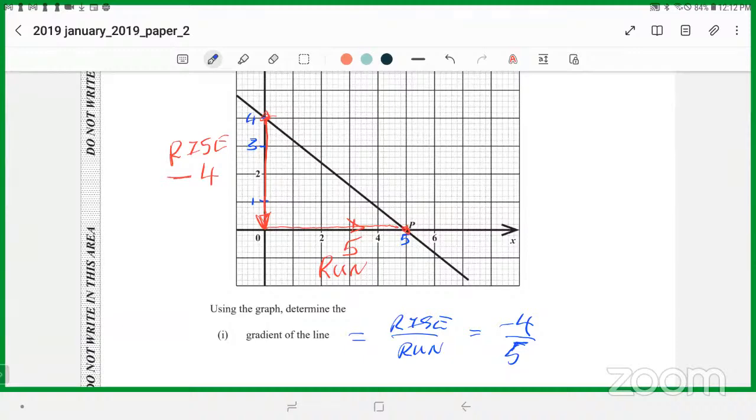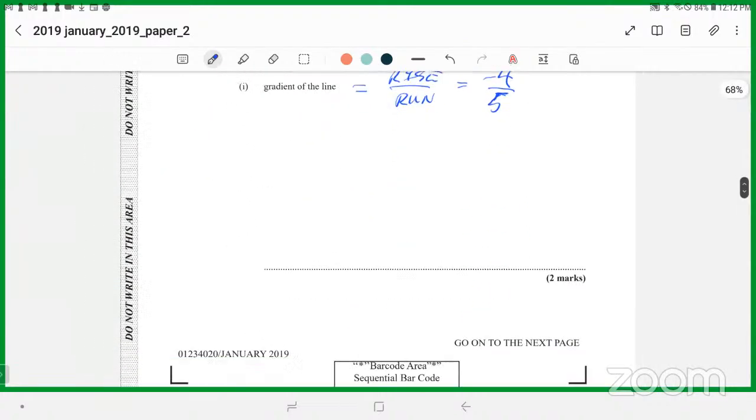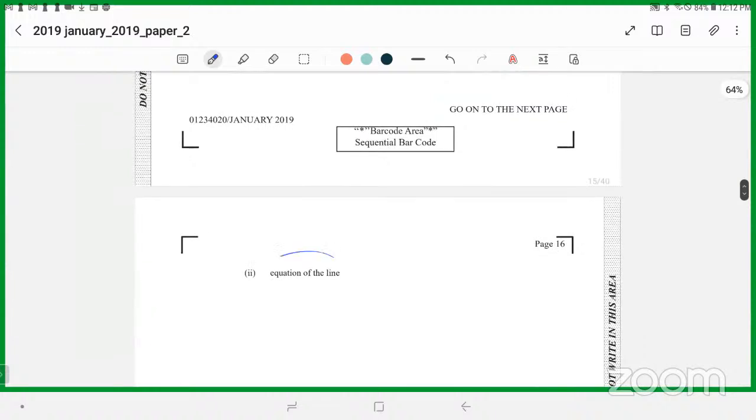Any 2 points, count the rise. Rise is the number of units you rise over the number of units you run. Okay with that? All right, good. Next part says we are to get the equation.